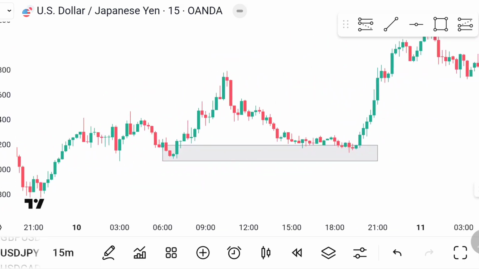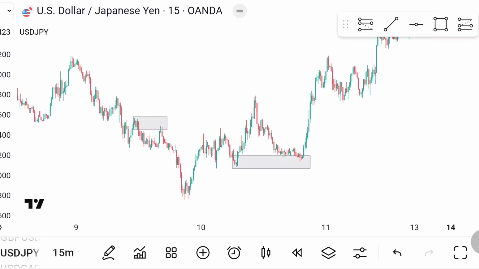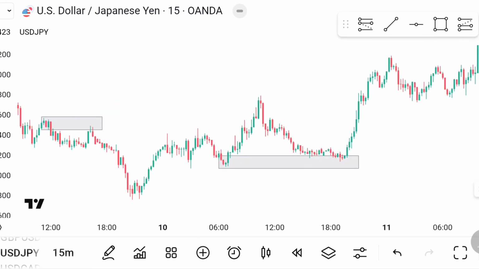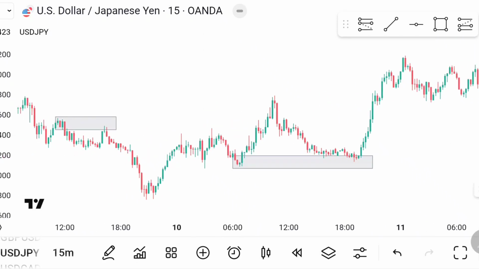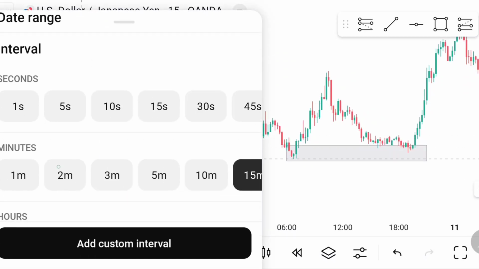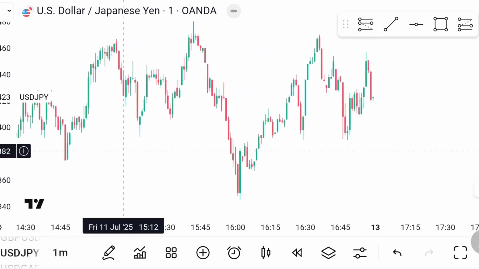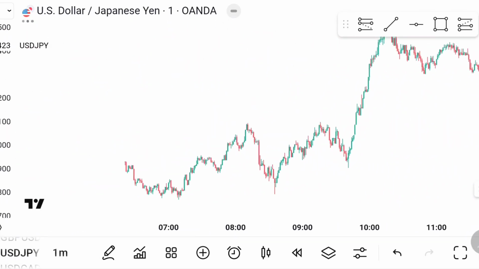Now you see this case here also, just to show you on another market pair. This is USD JPY. This is key. If you want to become successful in forex trading, you need to know your entries. Very, very important. So in this case, let us step down to a lower time frame, the 1 minute time frame. Let's see.